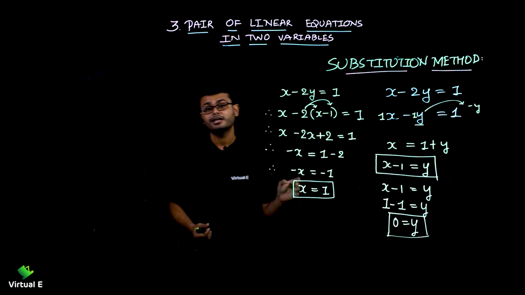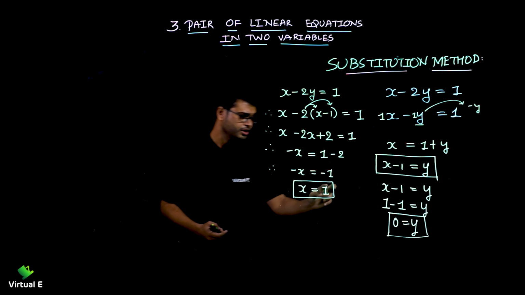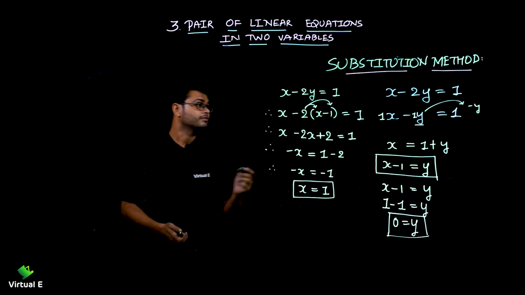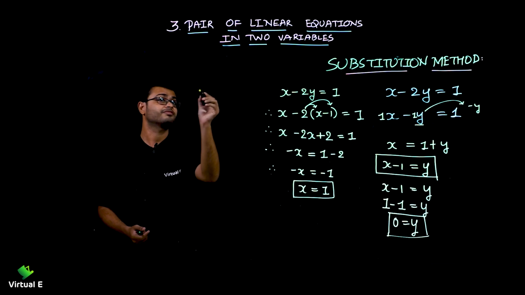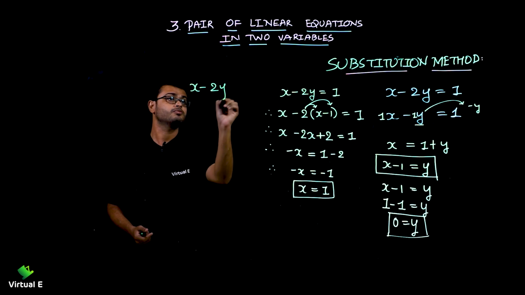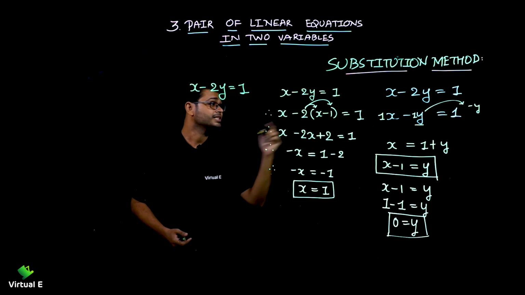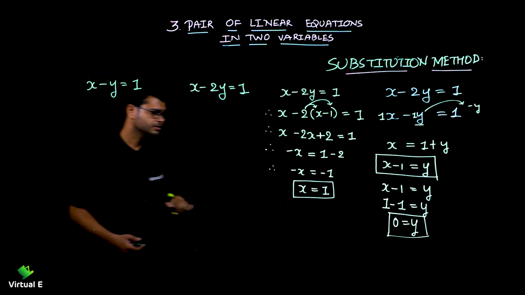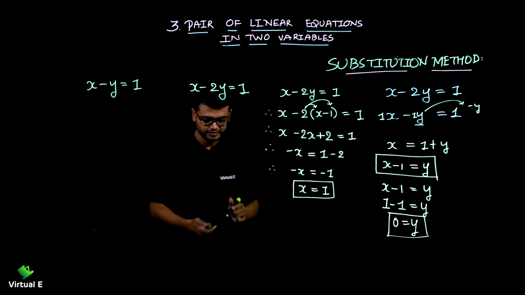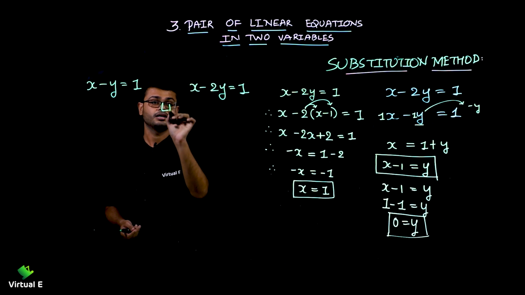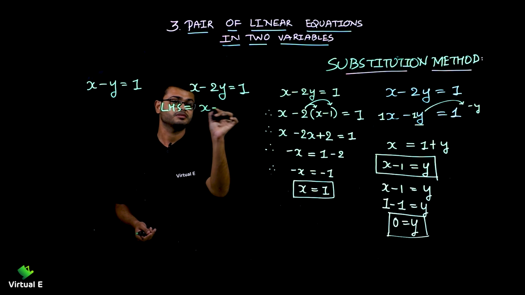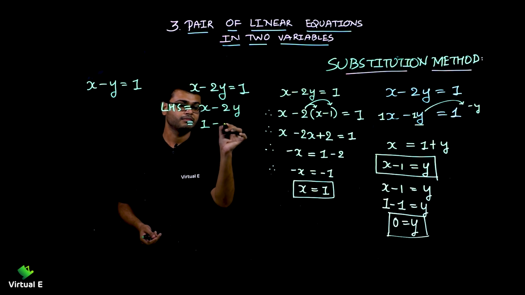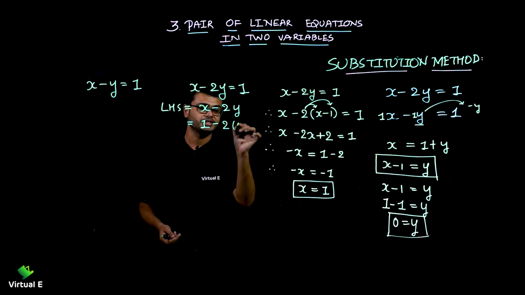Now let's verify our solution. We are going to substitute both values in both equations for the verification. Let's start with that one. Let me write the first equation, x minus 2y is equal to 1, and the second equation, x minus y is equal to 1. So I have the values of x and y with me. So I will start with LHS. LHS is x minus 2y. The value of x I will take as 1, minus 2. The value of y I will take as 0.